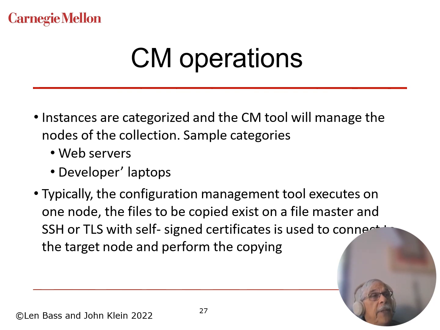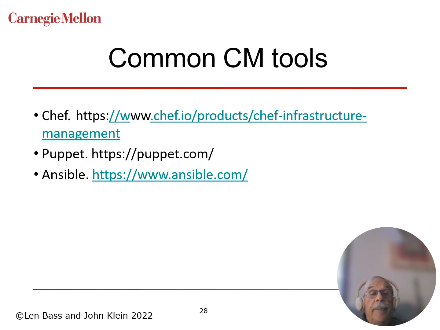Typically, there's one node for the configuration management tool, and then another node where the master is located. So common ones are Chef, Puppet, Ansible. That list hasn't changed in quite a while, so those seem very stable.